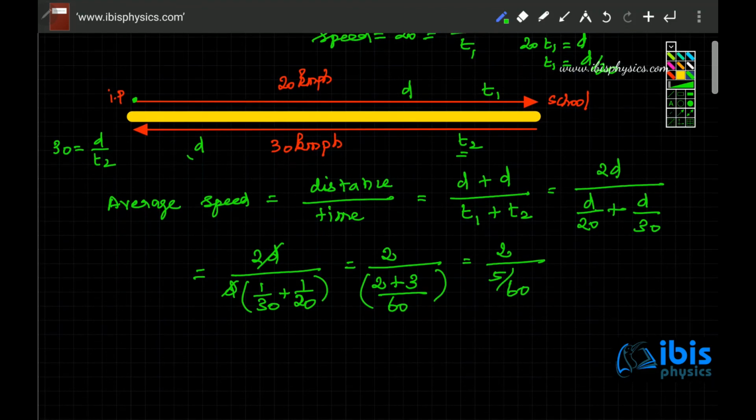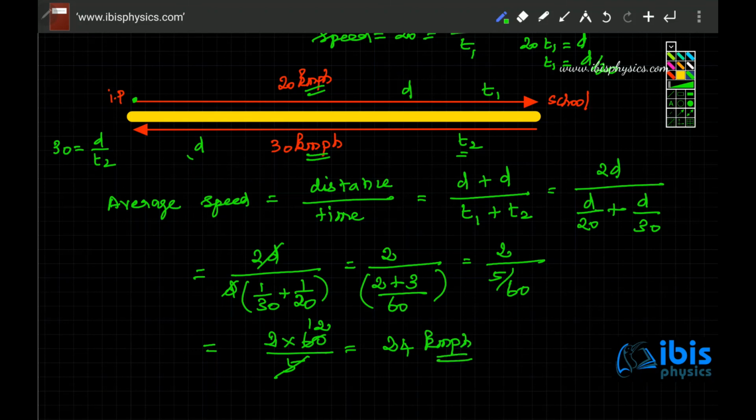The 60 goes up. When the 60 goes up, it is 2 into 60 by 5. 5 twos are 10, 5 twos are 10, remaining 2. 2 into 12 is 24. Since this 20 and 30 are in kilometer per hour, this is also in kilometer per hour. If Abdul traveled from his point to school with an average speed of 20 and then came back with an average speed of 30, that means if he covers equal distances with two different velocities, the average velocity will be of this type.